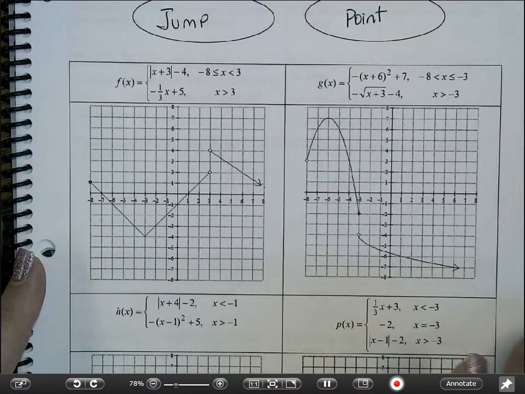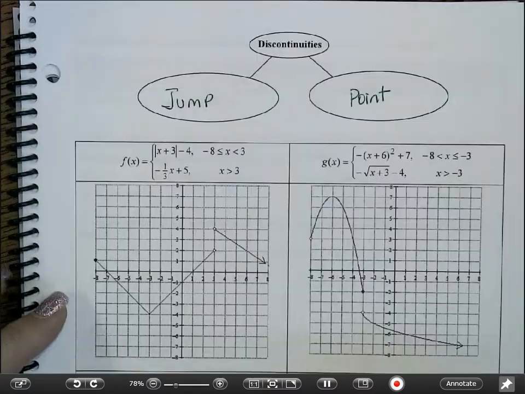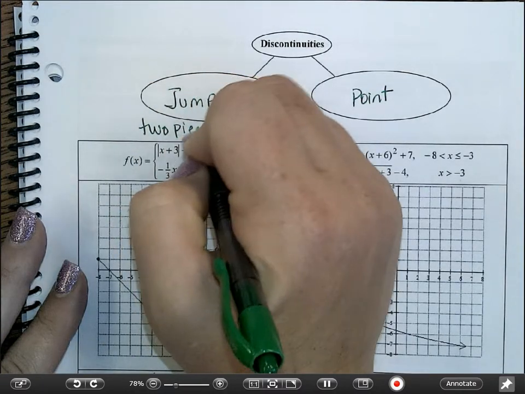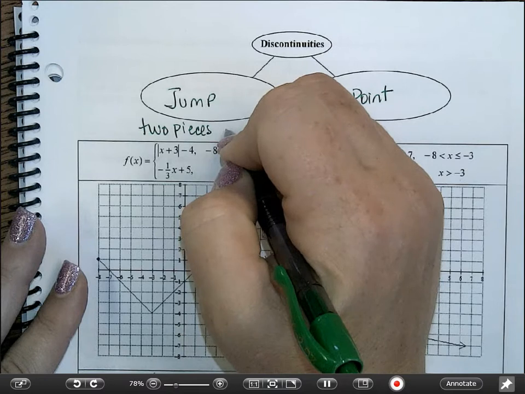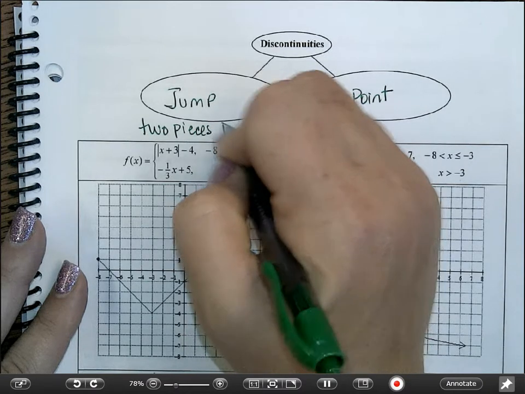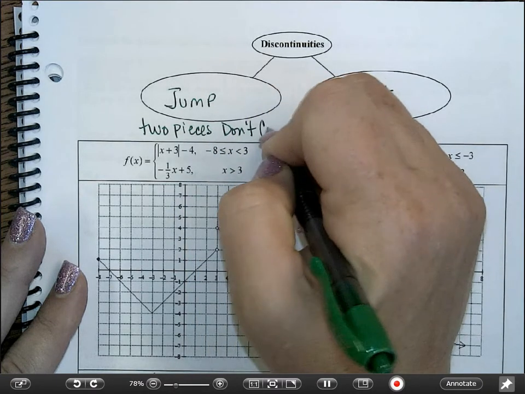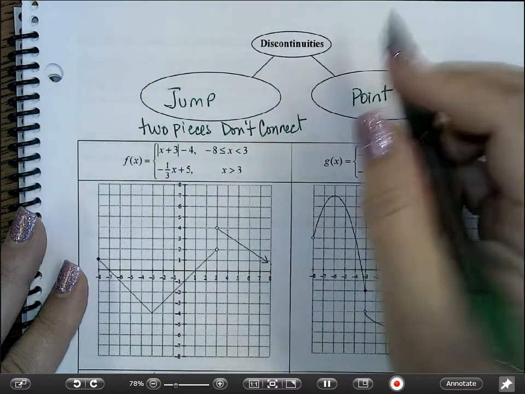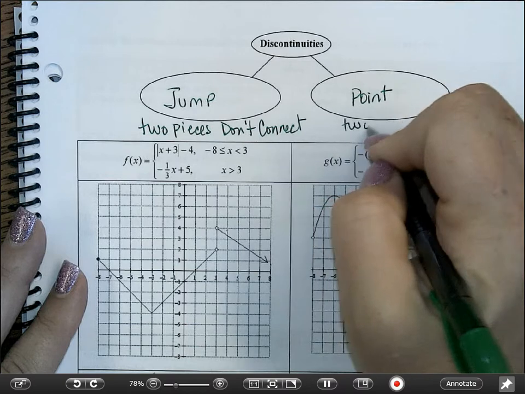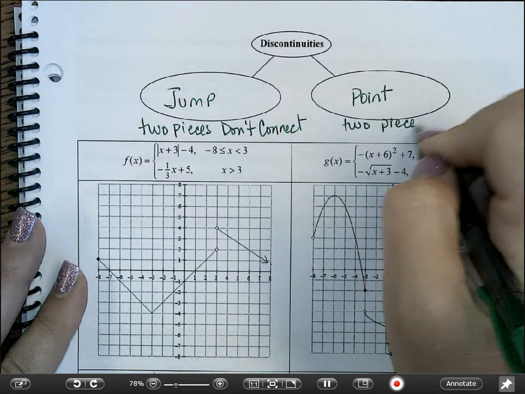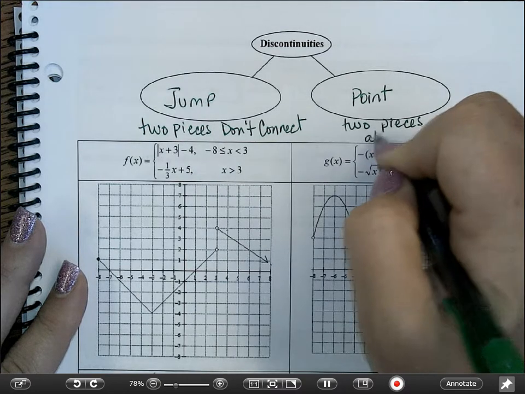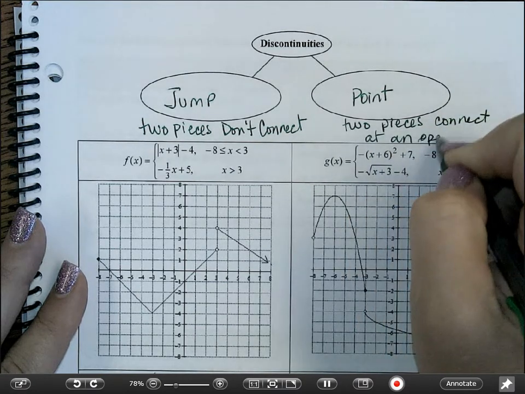All right. So with a jump, the two pieces don't connect. With a point, the two pieces connect at an open circle.